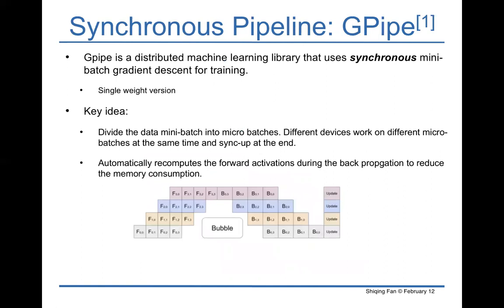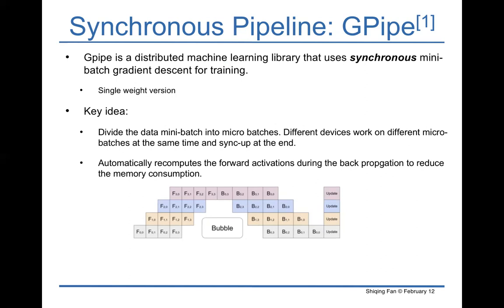Parallel research on pipeline training generally falls into 2 categories. One is on optimizing pipeline parallelism for synchronized training. GPipe from Google is an example of integrating data and model parallelism. GPipe is a distributed machine learning library that uses synchronized mini-batch gradient descent for training. It only needs to preserve a single weight version.